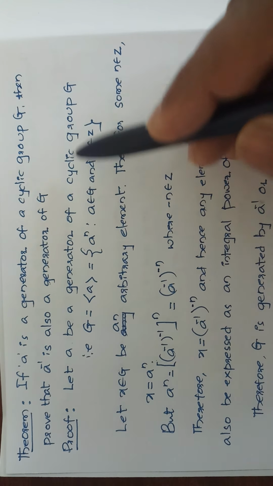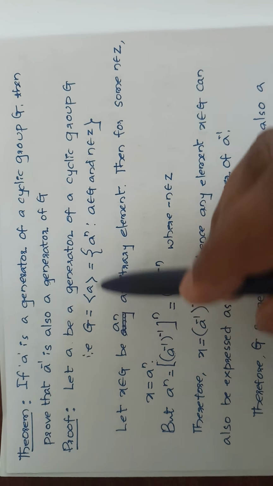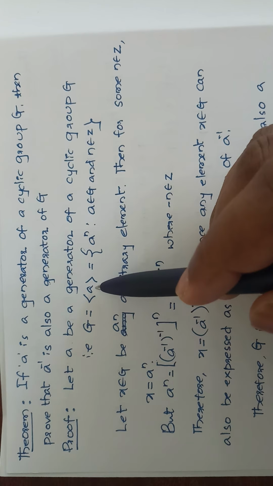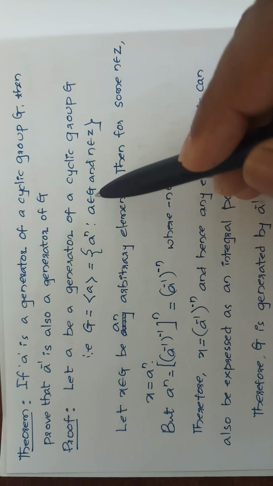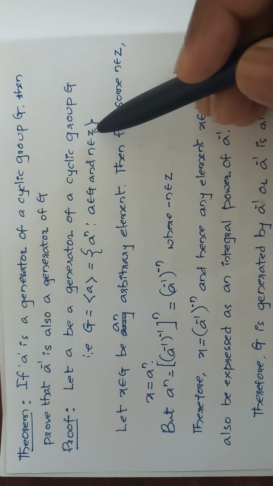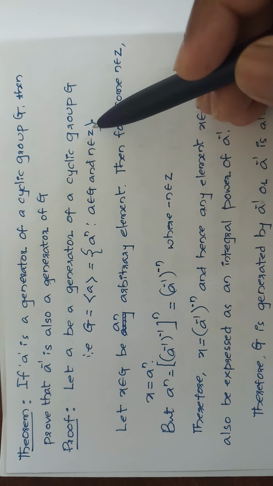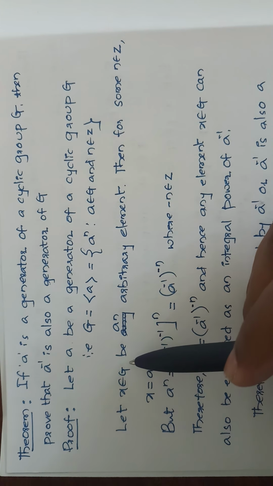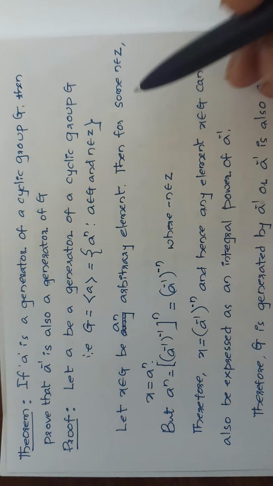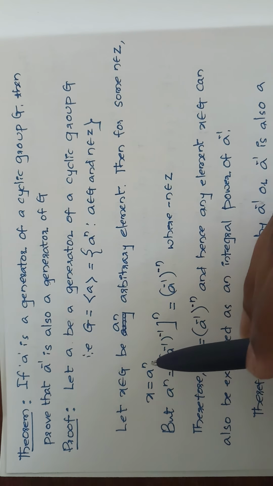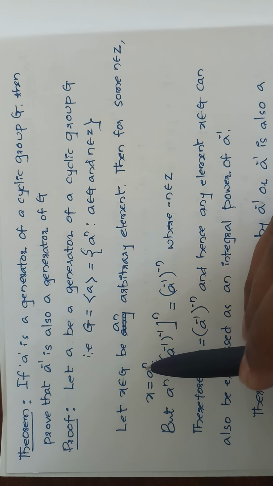So again here I use the definition of a cyclic group, that is, let A be a generator of a cyclic group Z. So Z is equal to the group generated by A. This can be written as A to the power n, such that A belongs to G and n belongs to Z. So here I take x belonging to Z to be an arbitrary element. Then for some n belonging to Z, x is equal to A to the power n.